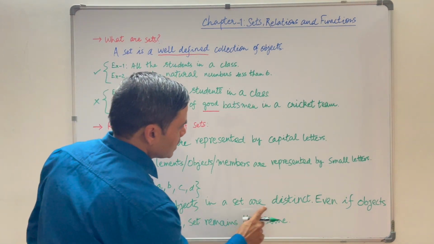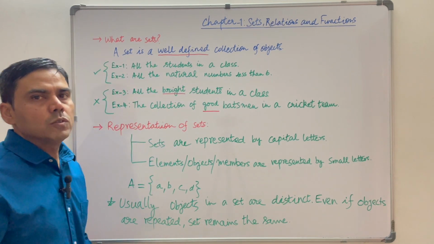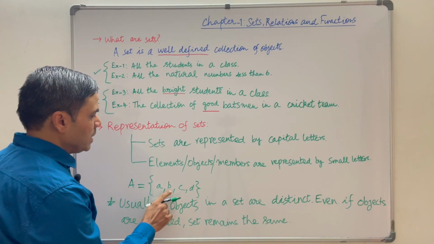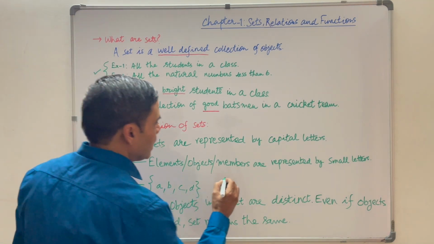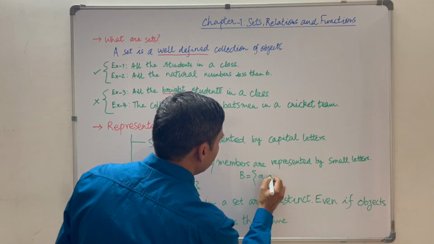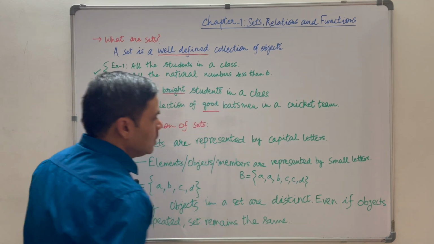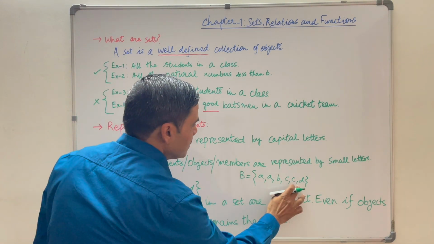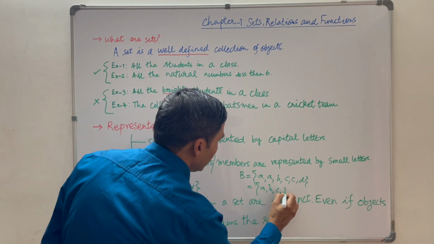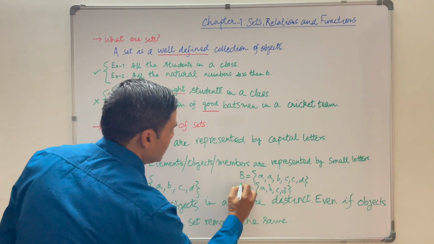Usually objects in a set are distinct. Even if objects are repeated, the set remains the same. So what does it mean? Suppose this is set A having 4 elements A, B, C and D. I write another set, let's say B, having elements A, B, C, C and D. So we take the distinct elements in this set as A, B, C and D. So the set remains the same, meaning A is equal to B.